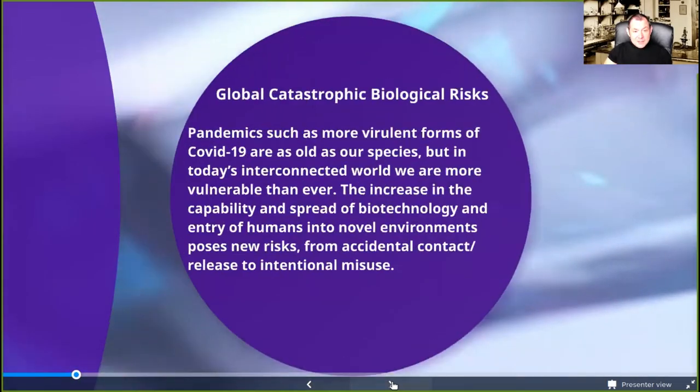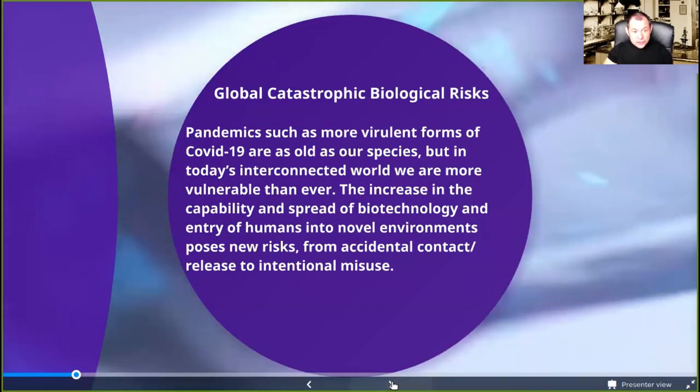I should say that pandemics relate to this too. Pandemics such as more virulent forms of COVID-19 are as old as our species. But in today's interconnected world, we are more vulnerable than ever. The increase in the capability and spread of biotechnology and entry of humans into novel environments, forests, jungles, that kind of thing, poses new risks from accidental contact or exposure to a new pathogen, such as has occurred with Ebola, for example, to intentional release or misuse of biological agents that are found within the environment or deliberately manufactured.